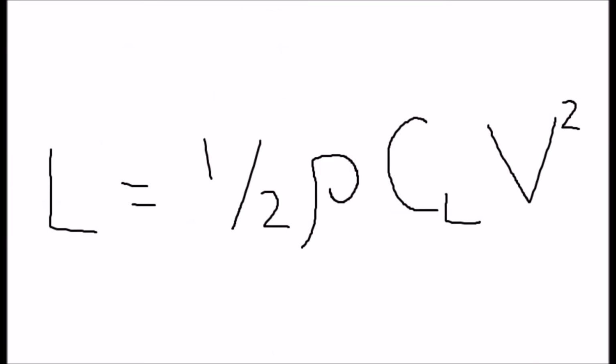Aerospace engineers use a few equations to find out how much lift a plane could have. The first of the two equations is L, which stands for lift, equals 1/2 times rho, which is the density of the air, times coefficient of lift, which is based off the angle of attack and tells us about the wing, times the plane's speed squared.